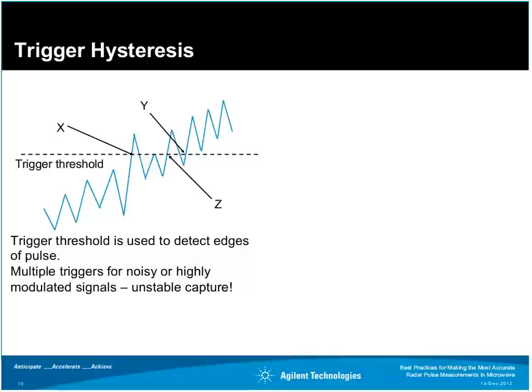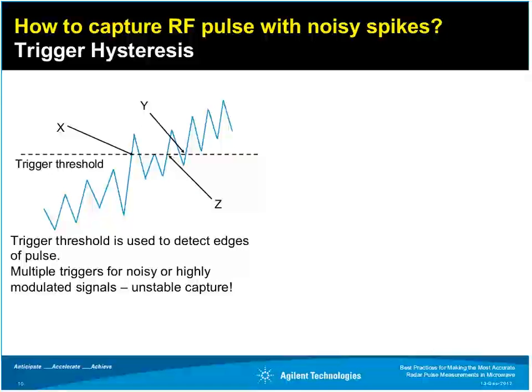This plot shows a typical well-behaved but noisy RF power signal having a leading rising edge masked by a noisy spike. The noise spike at point X exceeds the trigger threshold, but immediately drops below the threshold. The first point at which the RF signal is completely above the trigger threshold is point Y.